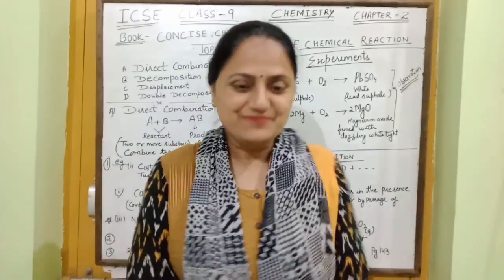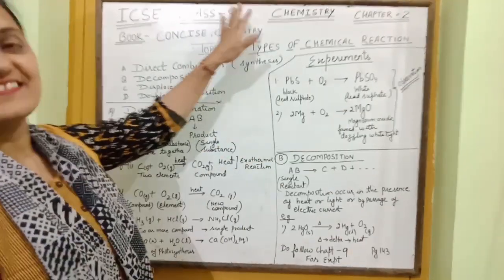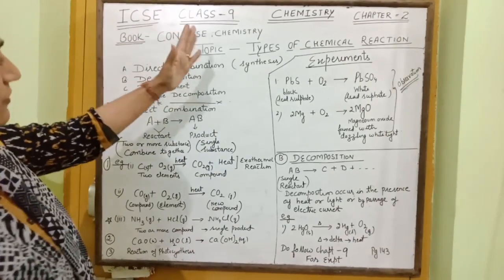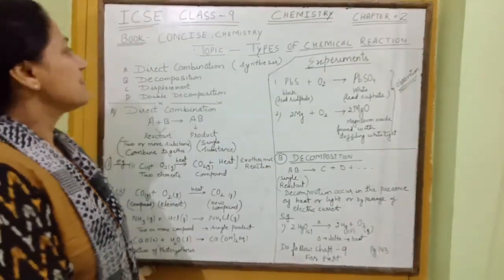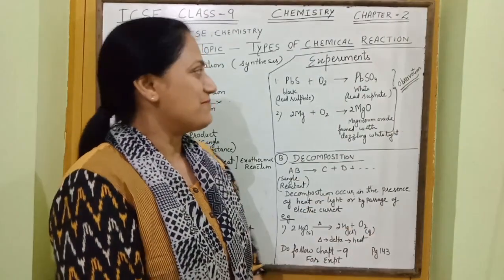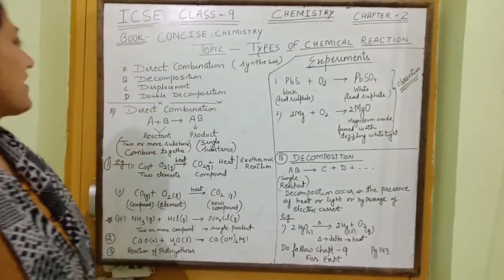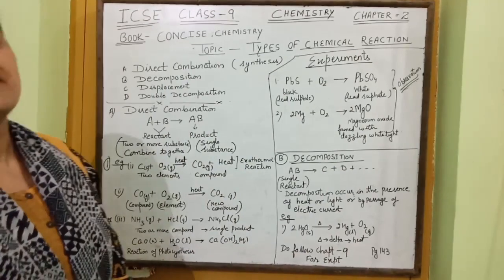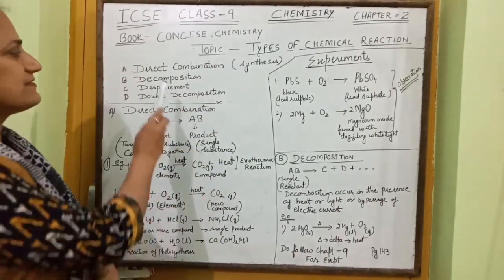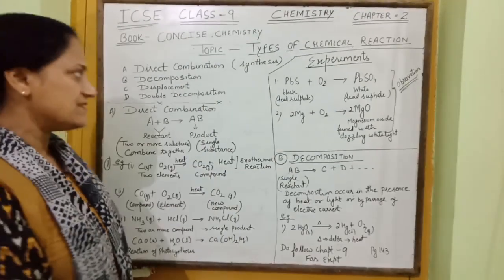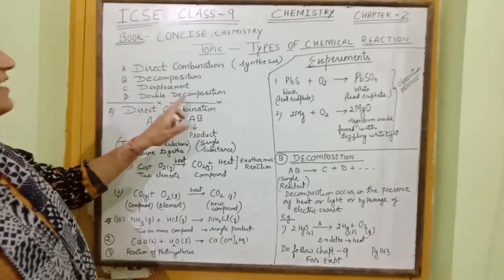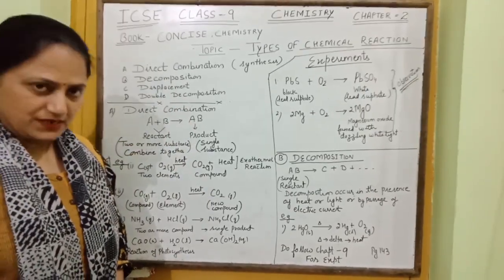Now let us begin. ICSE Class 9 Chemistry, Chapter 2, and we follow the book Concise Chemistry. The topic is types of chemical reaction. In this topic, we'll do different types of chemical reactions: direct combination, which is also known as synthesis reaction, then decomposition, displacement reaction and double decomposition reaction.